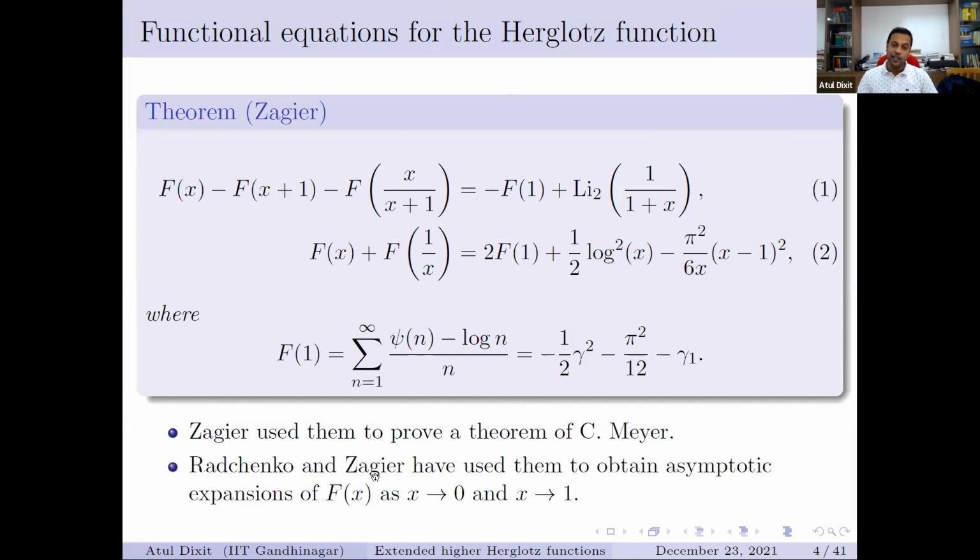Radchenko and Zagier recently used them to obtain asymptotic expansions of f as x tends to 0 as well as at x tends to 1. Why is it useful to find the asymptotic expansion for f of x as x tends to 0, for example?